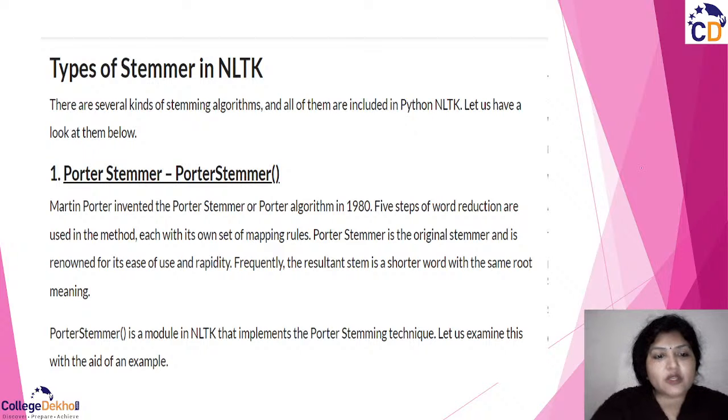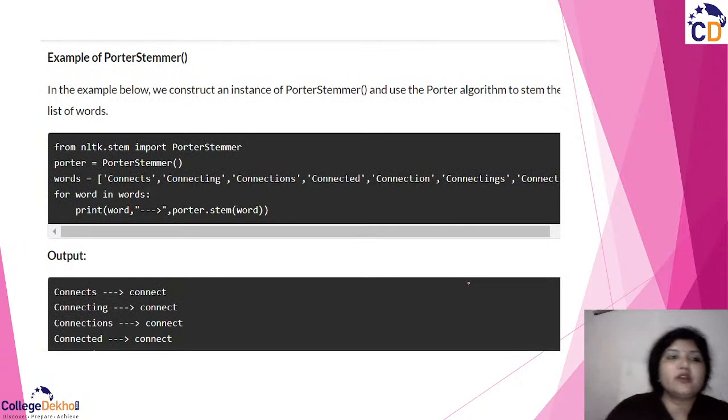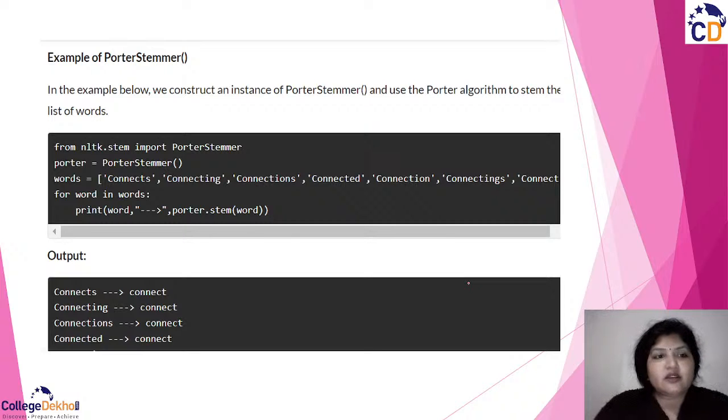So the Porter stemmer is a module, you can say a function, in NLTK, the library used for natural language processing, that implements the Porter stemming technique. Let's see one example. Here we stem a list of words. You might come across a list that has items like connects, connecting, connections, connected, connection, then connect.